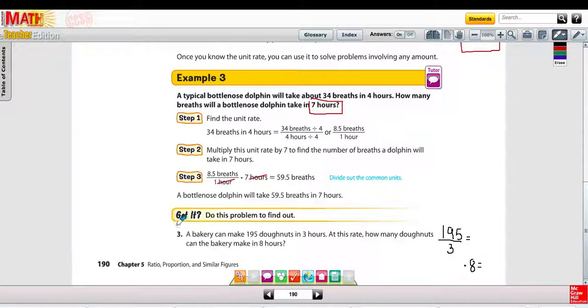So applying that to the got it question at the bottom, if a bakery can make 195 donuts in 3 hours, we're going to first find the unit rate there by dividing that out, finding that 65 donuts are made every 1 hour. And then we're going to take 65 times 8 hours to find the answer to the problem, and you should get 520 donuts.